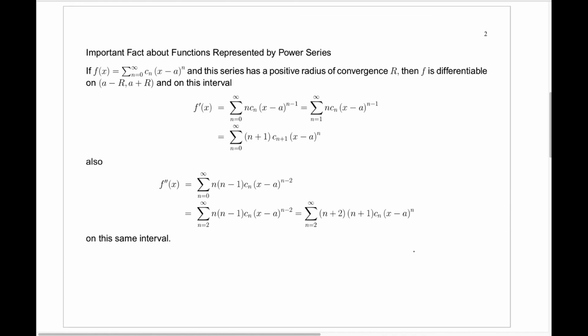Here are some of the most important facts, certainly for us as we're working with power series. When you have a function represented by a power series, f of x is the sum of c sub n times x minus a to the n, and again I'll write that here as f of x equals c0 plus c1 times x minus a plus c2 times x minus a squared plus c3 times x minus a cubed plus etc.